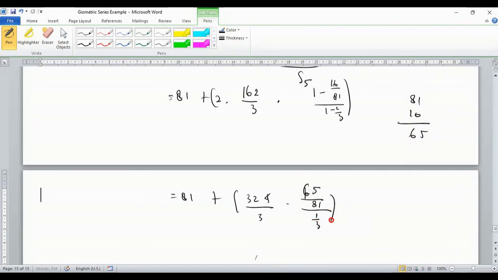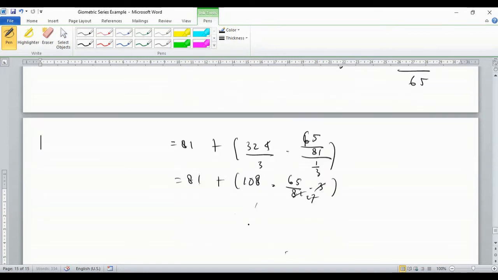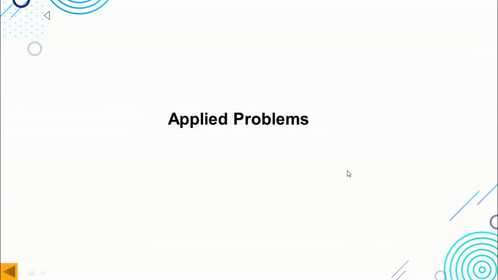1 over 3. Okay, so from here we can continue to be 81 plus 108 times 65 over 81 times by 3. Okay, this one is equal to 27. And then take the result to be 81 plus 260, and then the result will be 341, everyone. Okay, now we are done with the apply problem.